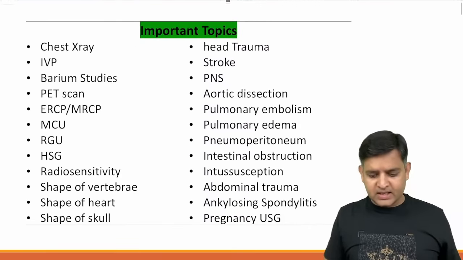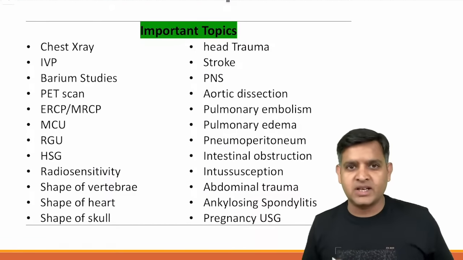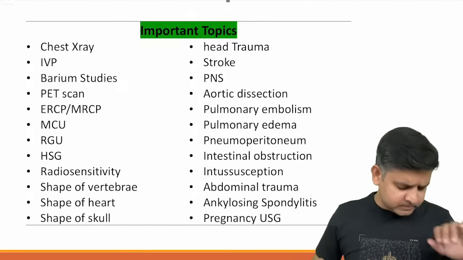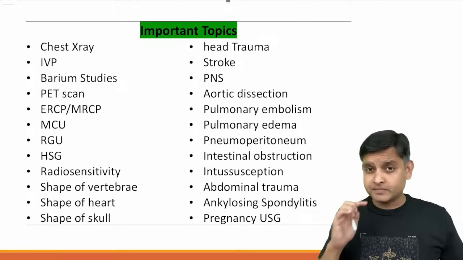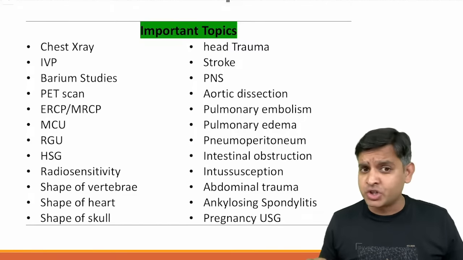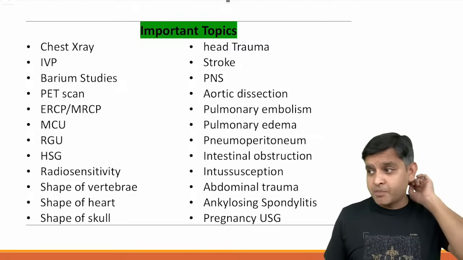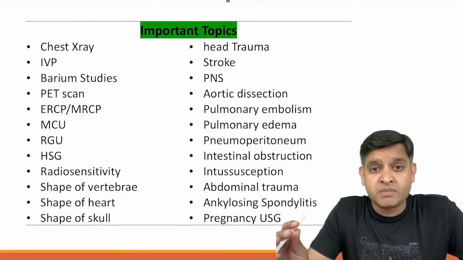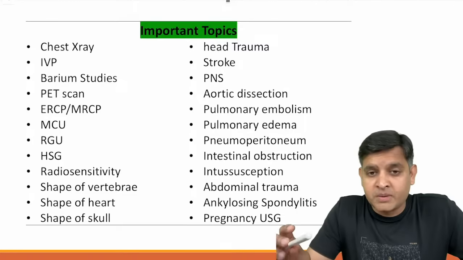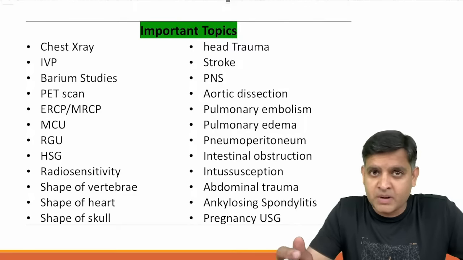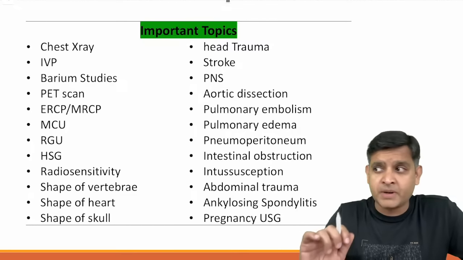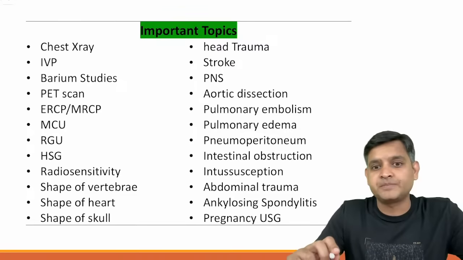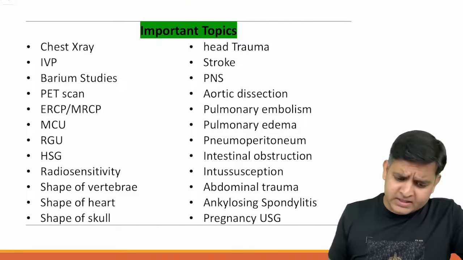These are the important topics that are usually asked in the FMG screening exam: chest X-ray, IVP, barium studies, image of the PET scan, ERCP, MRCP, MCU, RGU, HSG, radiosensitivity, shape of vertebrae, shape of heart, shape of skull, head trauma, stroke, PNS, aortic dissection, pulmonary embolism, edema, pneumoperitoneum, intestinal obstruction, intussusception, abdominal trauma, ankylosing spondylitis, and some pregnancy ultrasound. These are the standard topics frequently asked in the exam. Okay, now let us start with it.